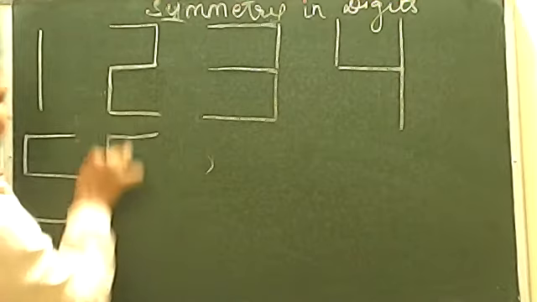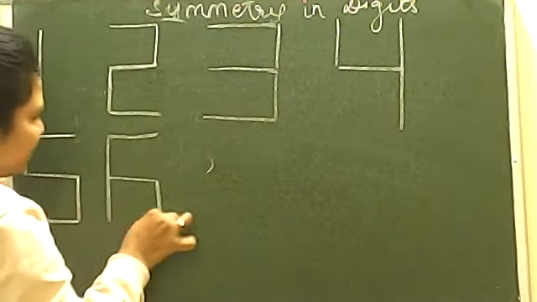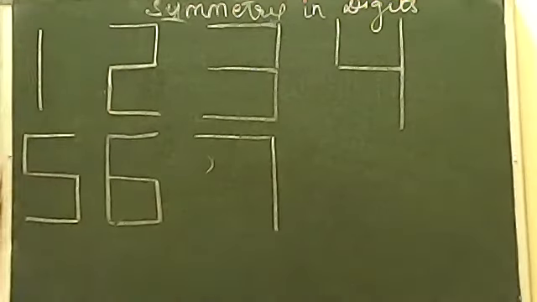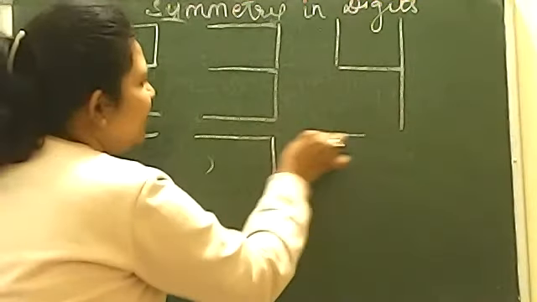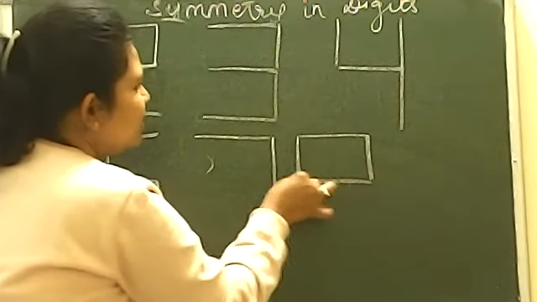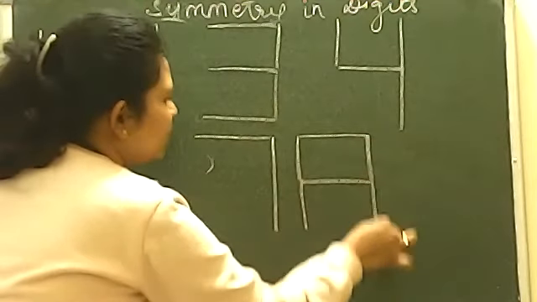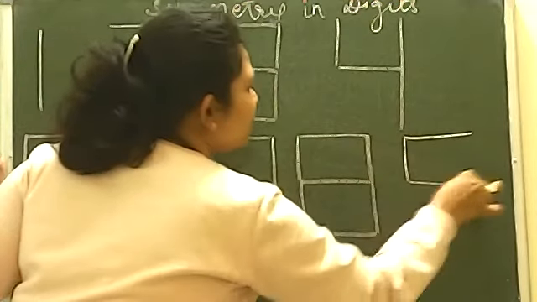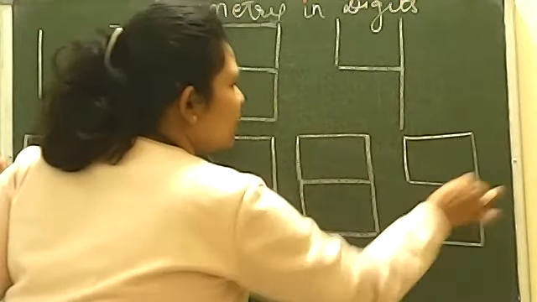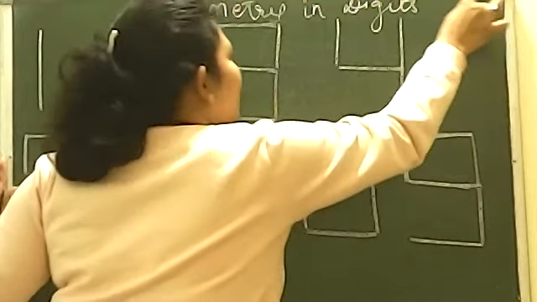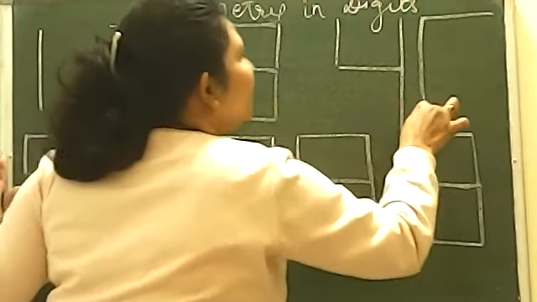So this is 5. After 5 comes 6. After 6 you have 7. 7 is also like this, right? Then the last one, I am writing here that 8. This is 8. And the next one I am writing here, 9. This is 9. And let us write one more, that is 0. How can I forget 0? I have forgotten 0.